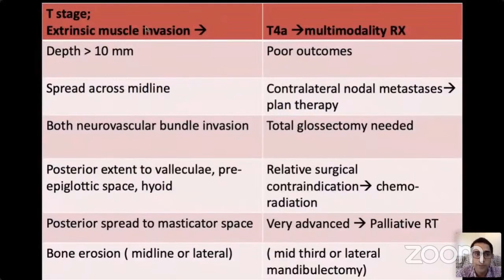So the first concept is depth. If the depth is more than 10 millimeter, there are poorer outcomes. So it's important to document your depth in the report.